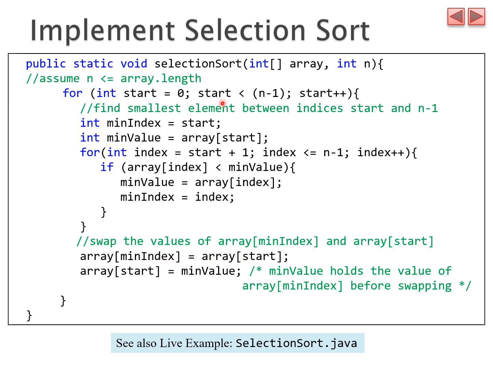Note that this is a more general implementation of selection sort, which sorts a partially filled array. You can look at the live example, SelectionSort.java from the textbook, which shows just the selection sort on the entire array. It works similarly, except that you replace n with array.length.